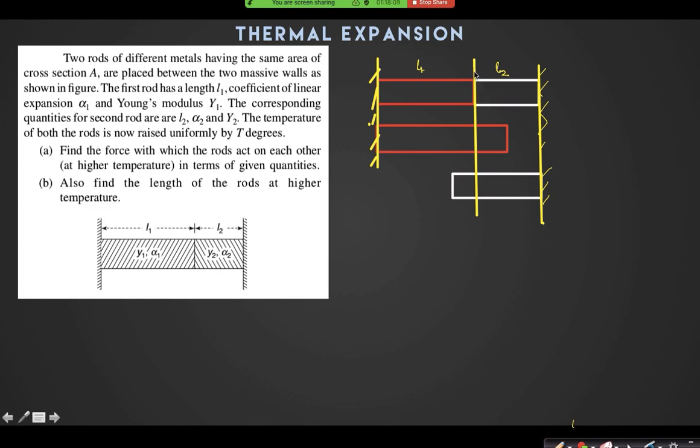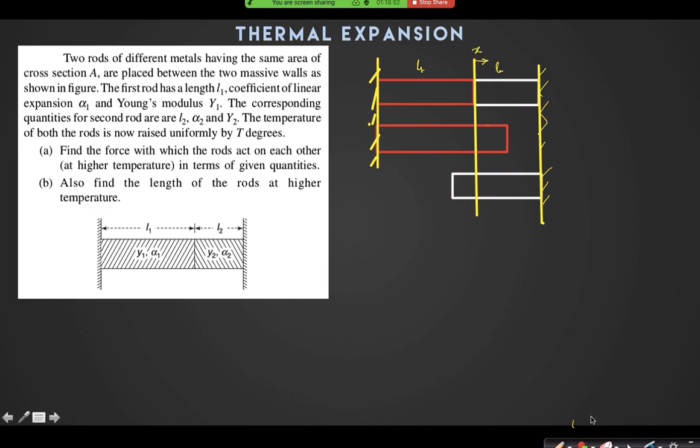So it is not necessary that the junction point will be here only. Right? So let us assume only the stresses are equal. Find the force with which the rods act on each other. So let us assume that this junction has shifted by x.